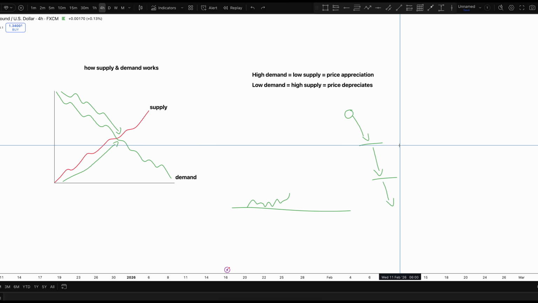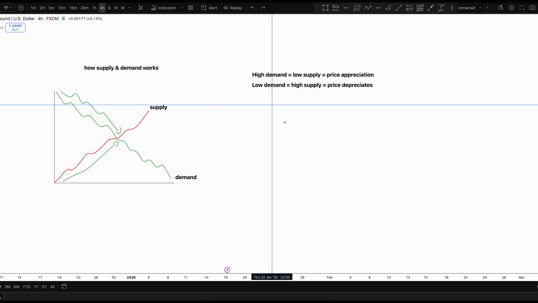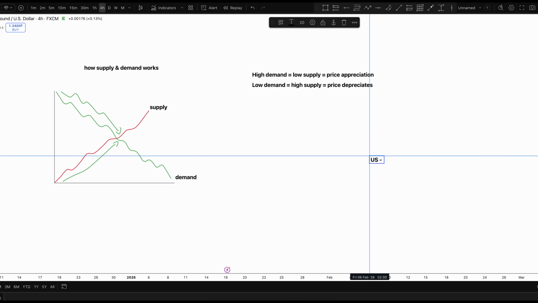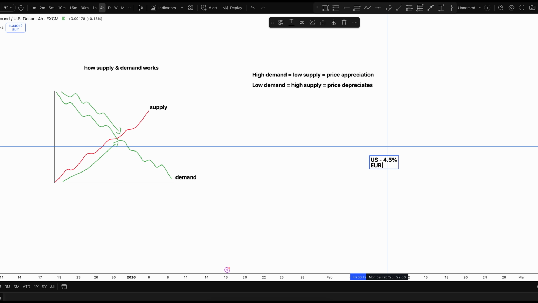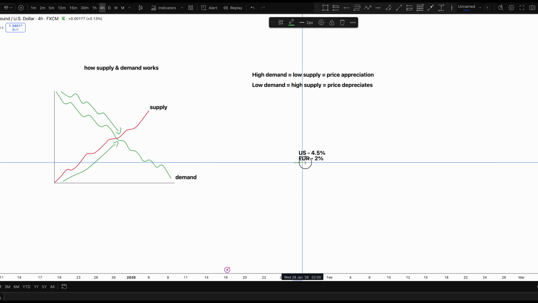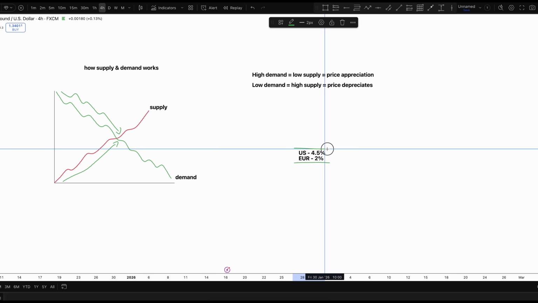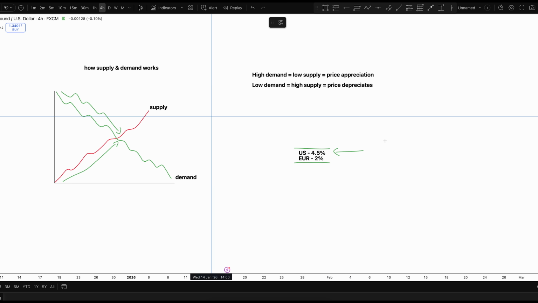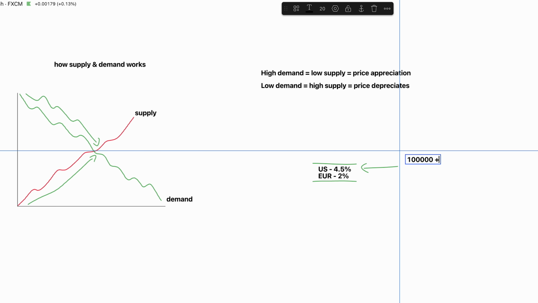It's the same everywhere. Some reasons why, just very briefly before we get into actually using this, demand may increase for an asset. Let's say we have the US dollar and the interest rate on the US dollar is 4.5%. And then let's say we have the euro and the interest rate on the euro, these are random numbers by the way, is 2%. Well, if you're now thinking of holding one of these for the long term, which one's going to be more appealing? Probably the US dollar, right? Because if you have $100,000 in the US dollar, you're going to gain $4,500 a year for holding that.